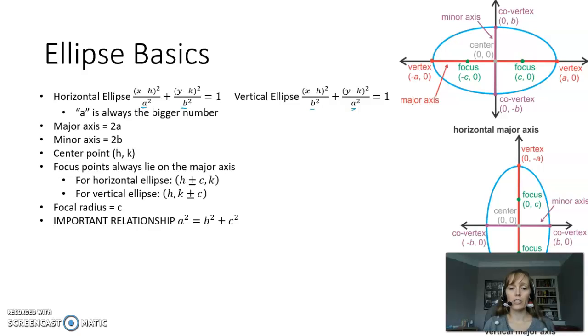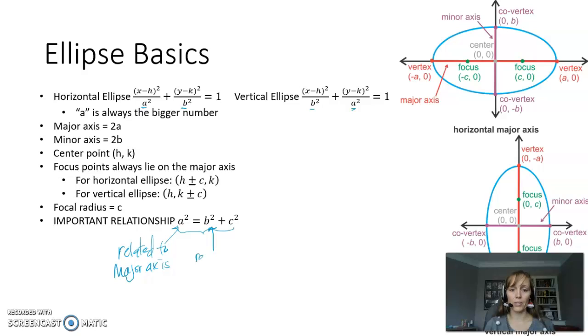The important relationship here between all of this information that we need to know looks like Pythagorean theorem, but it is important to notice that this right here is in a different order than you originally learned Pythagorean theorem, and that is important. What we see here is a squared, which is the value that is related to the major axis. The major axis is equal to 2a, so that's the a value. It's the same a value that we see in the denominator of our equations.